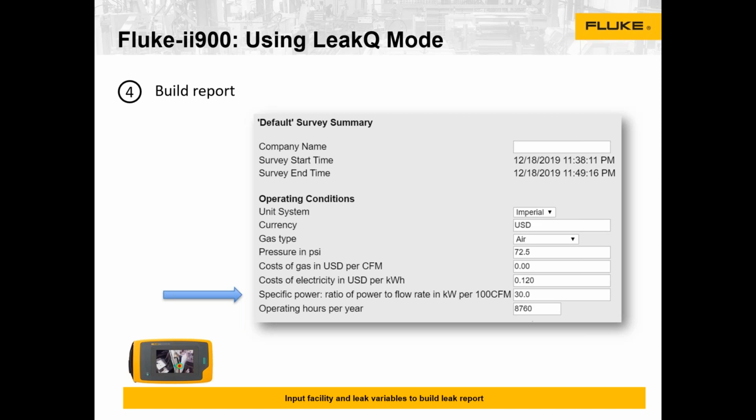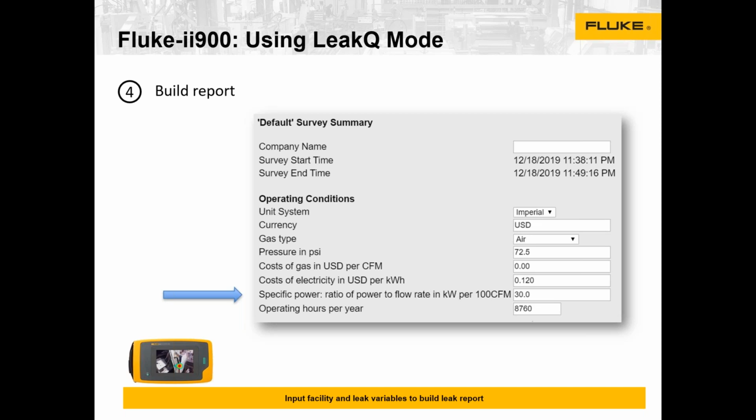The other one, and I've got the arrow pointed at specific power there, that I get a lot of questions on is, what is that specific power ratio? Specific power is a value that indicates the efficiency of a compressor at full capacity. It's essentially the number of kilowatts a compressor needs to generate 100 CFM at 100 PSI.